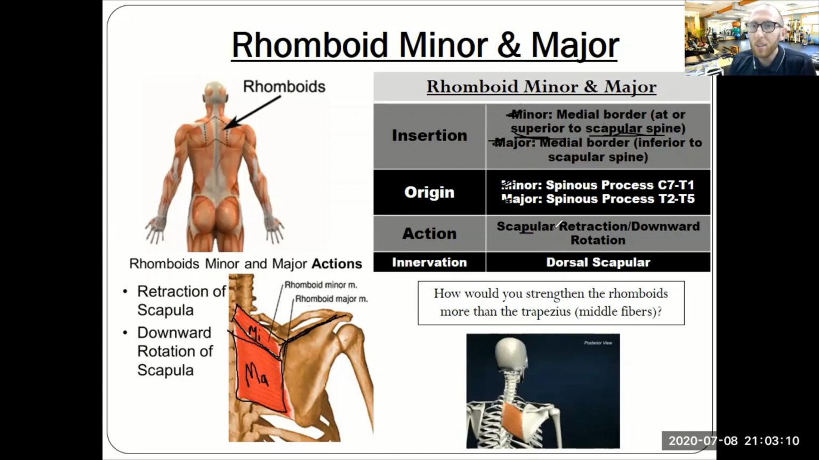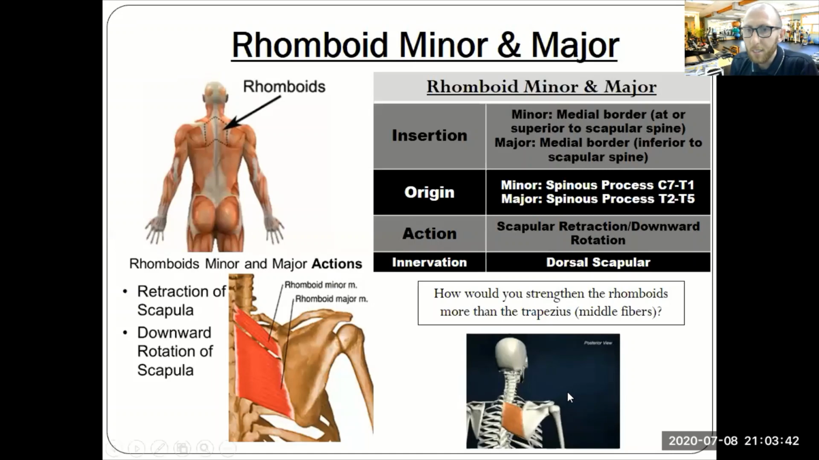What is this one doing? Mainly scapular retraction, but a little bit of downward rotation. You remember that list? You got levator scapulae. Now you're going to add rhomboids to the downward rotation movements.